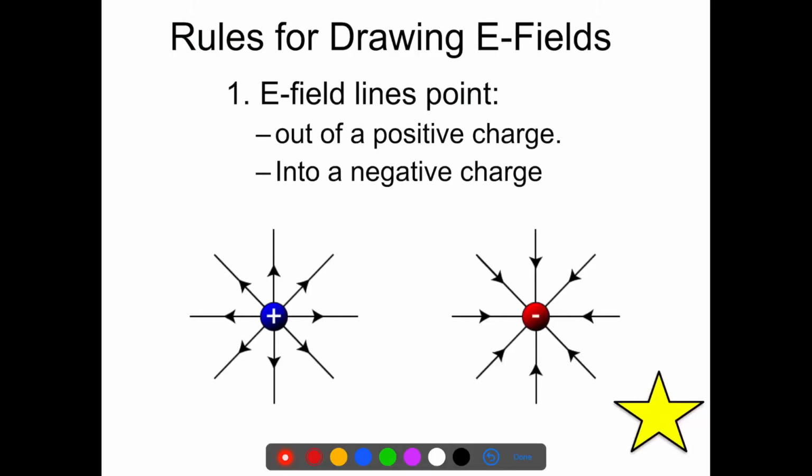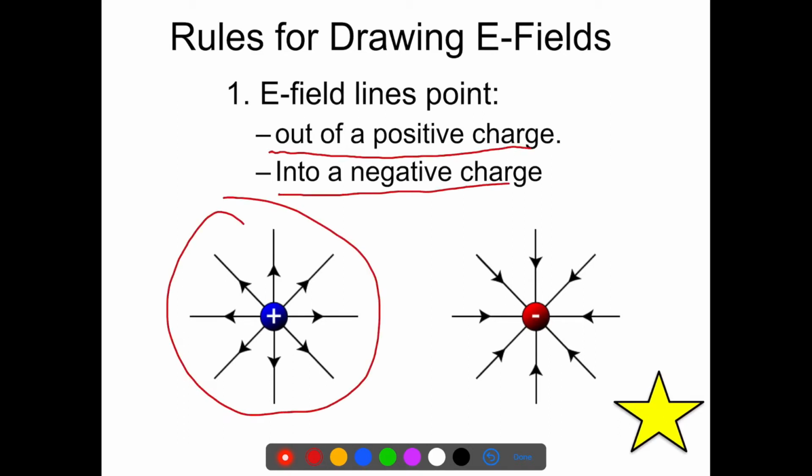These arrows are not working in this one. Okay, so on your piece of paper, you should have rules for drawing E-fields, and very important, E-field lines point out of a positive charge, which we have here, and into a negative charge. So that's what I was trying to draw on that last page. It was quite messy.